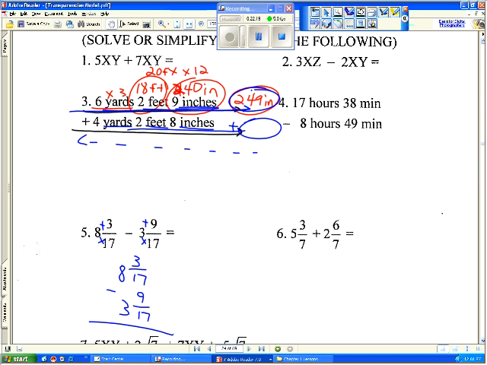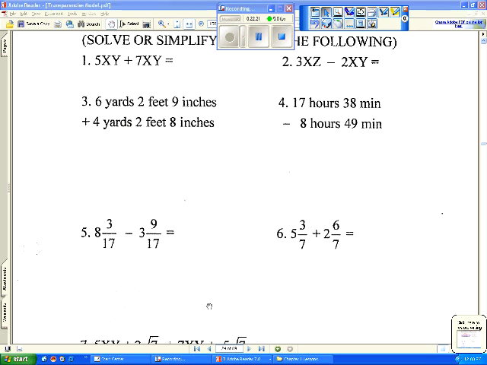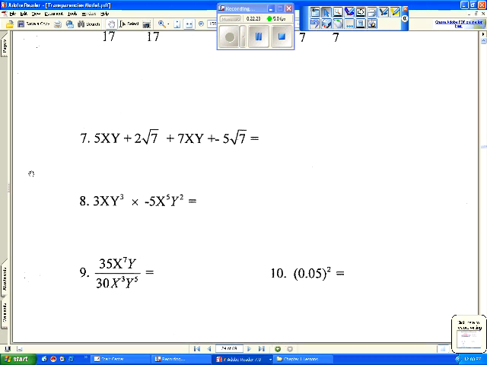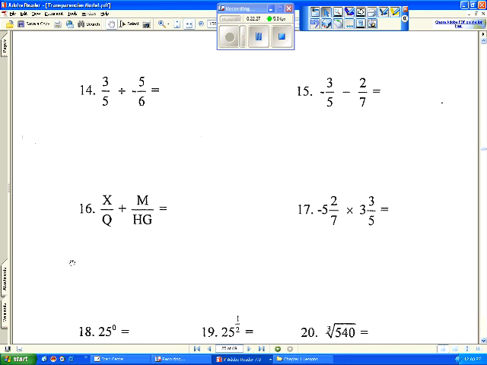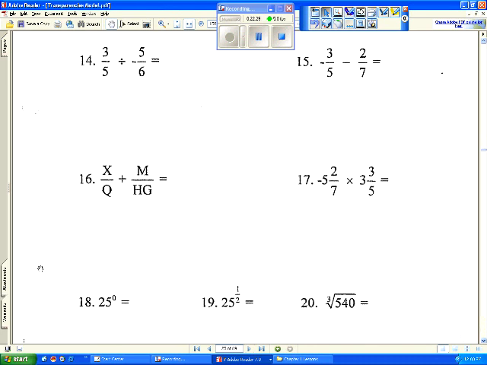But with multiplication and division, we make them improper. Why? Because the rule says you multiply the numbers and you multiply the names, and the numbers are the numerators and the names are the denominators, so we don't have any choice.